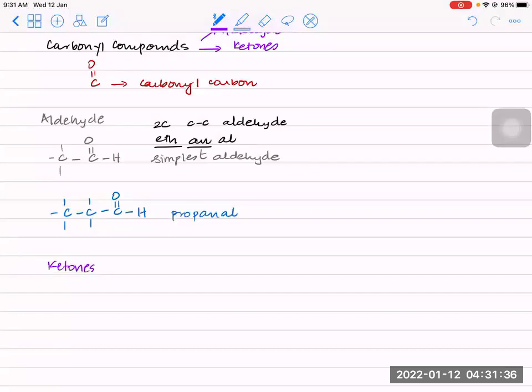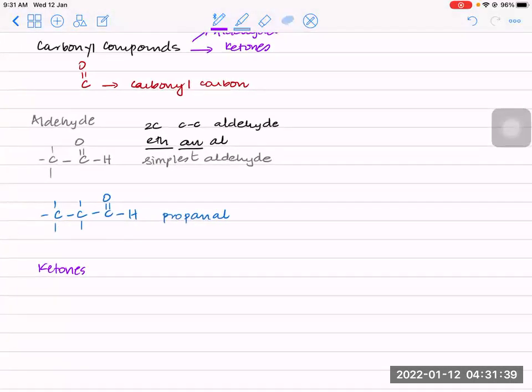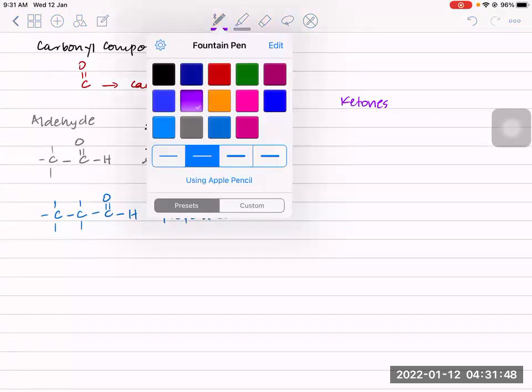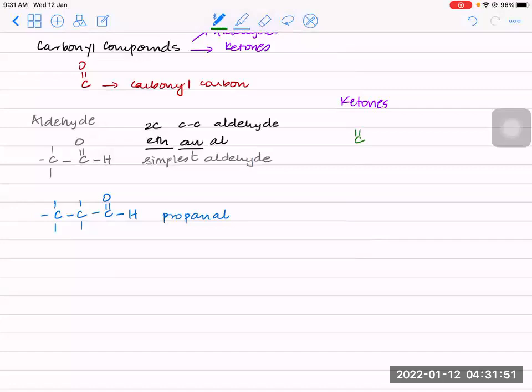Now let's see ketones. For ketones, we need a carbonyl carbon with carbon on both sides. So if you have a carbonyl carbon with carbon on both sides, we call that a ketone. This right here is a ketone, right? You have 3 carbons. Do you see? That's the simplest ketone. You have a carbonyl carbon with carbon on this side, carbon on this side. So this is the simplest ketone.